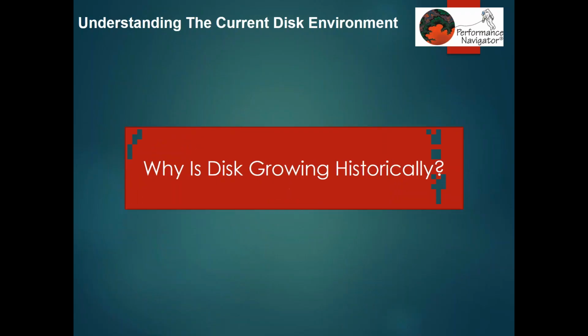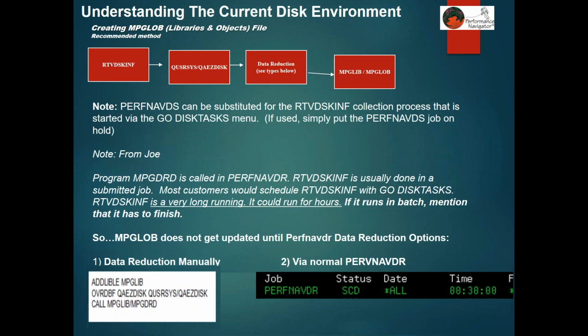All right. So why is disk growing historically? I put a kind of a cheat sheet on here. I'm not going to spend a lot of time on it, but when you guys actually download the PDF, which is going to be a recorded PDF, and we'll send out a link to the recording and the documentation PDF itself. But a lot of people don't realize how the MPG, the library and object file, is created. So I give you a little flow here.